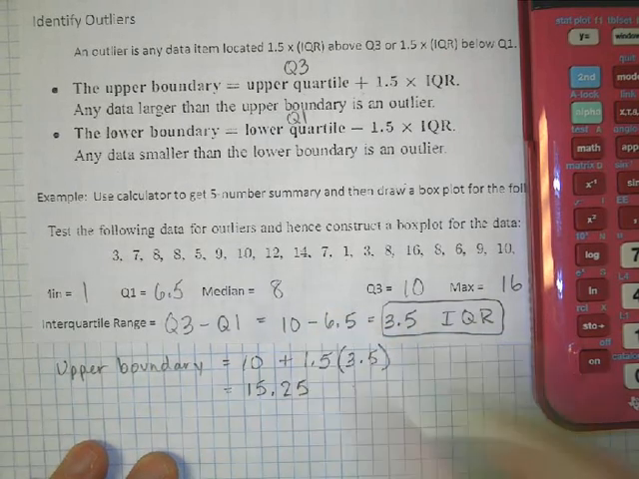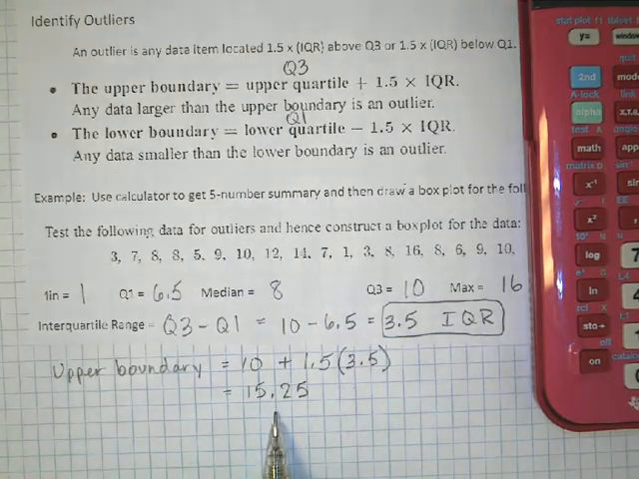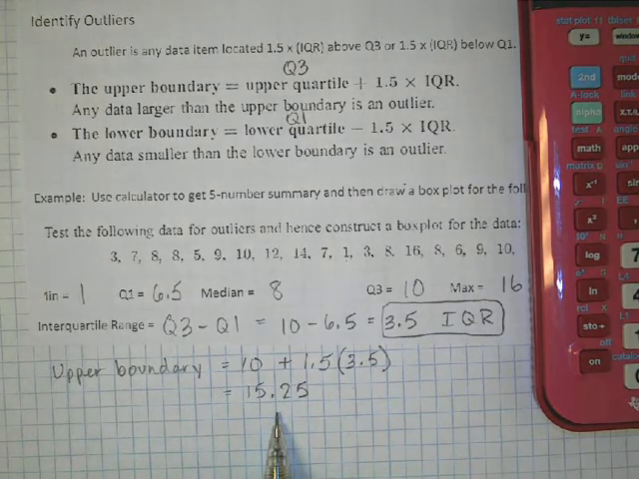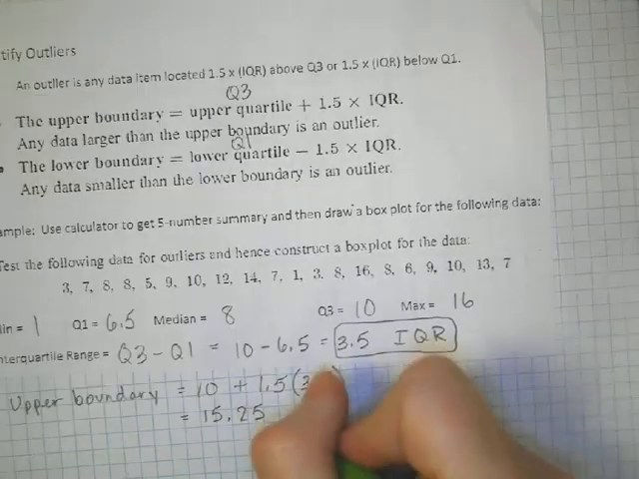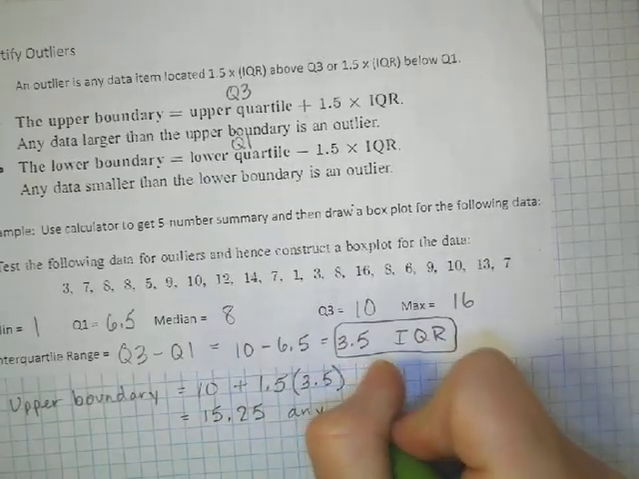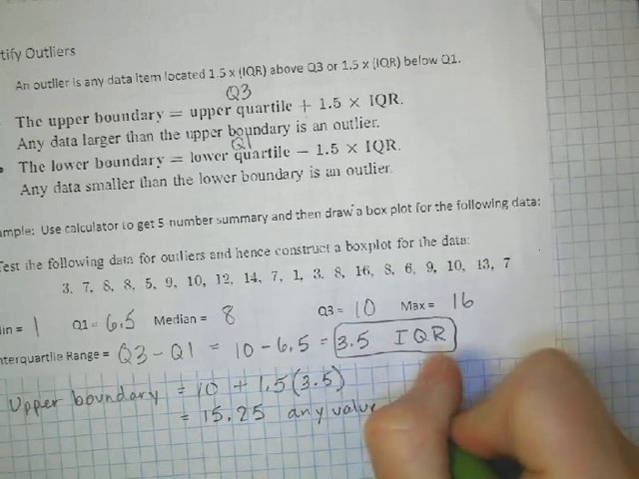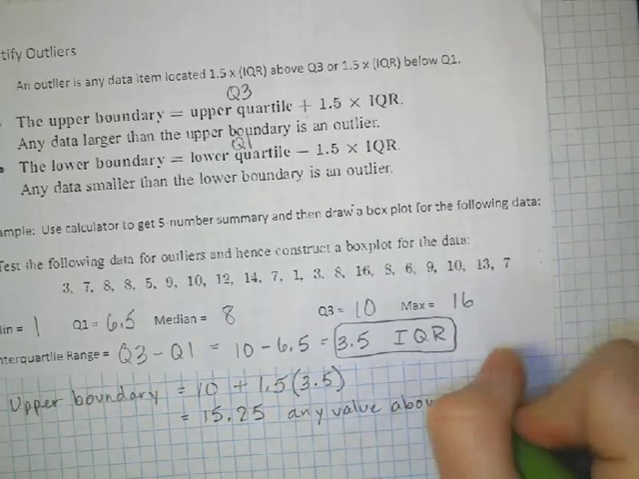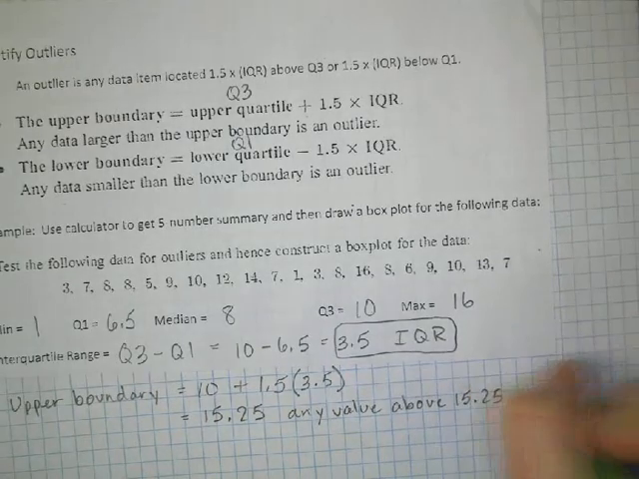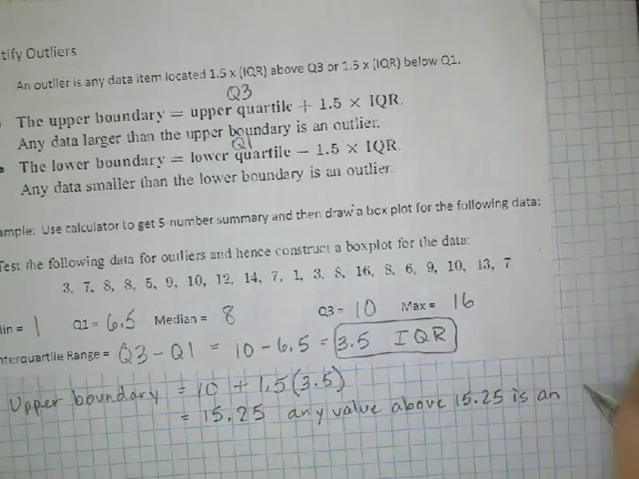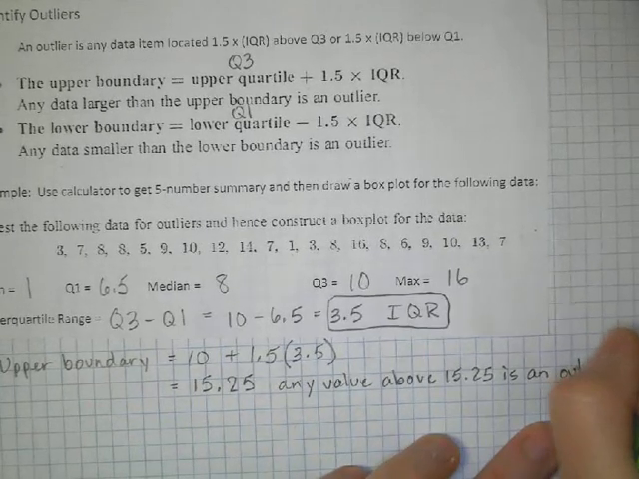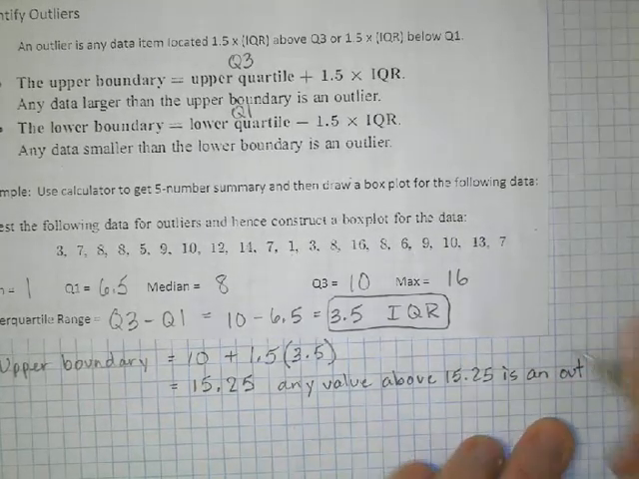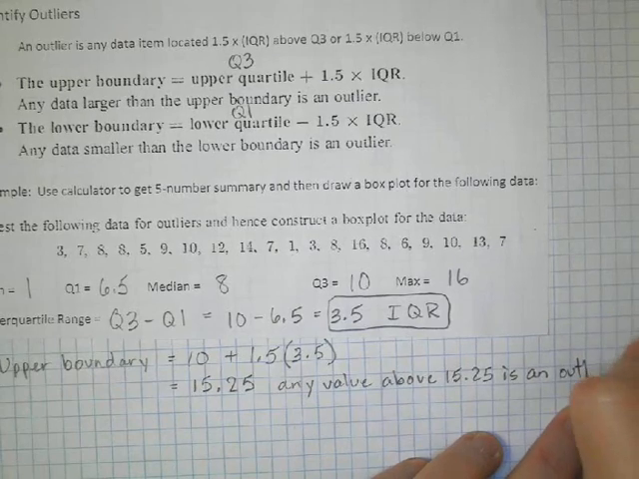So that means any number that's bigger than 15.25 is going to be an outlier. So any value above this is considered an outlier. So any value above 15.25 is an outlier. It is a statistical outlier. It is far enough away from the median to be considered strange.